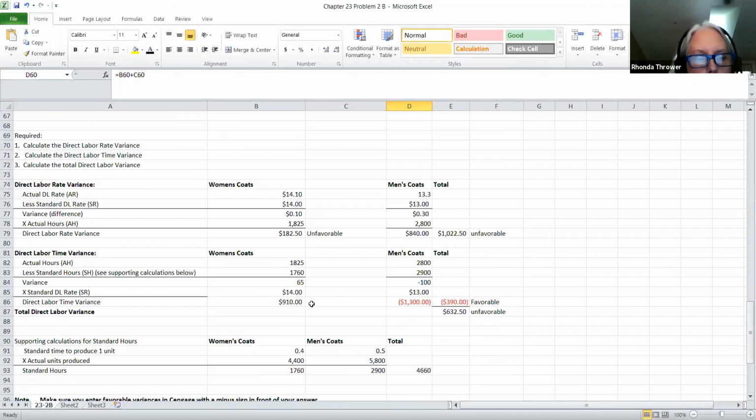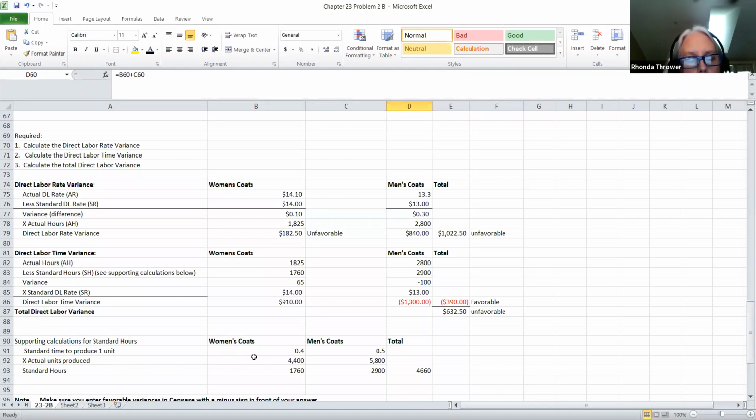And I believe where I got messed up was we were actually down here talking about the time variance. And the time variance, this is your formula for it. Your actual hours are given in the information above. The standard hours you have to calculate. And this is how you calculate the standard hours.